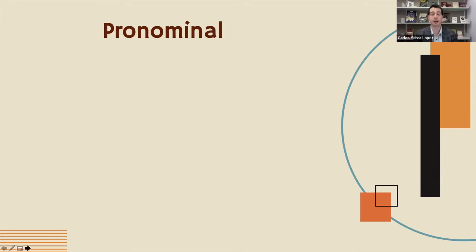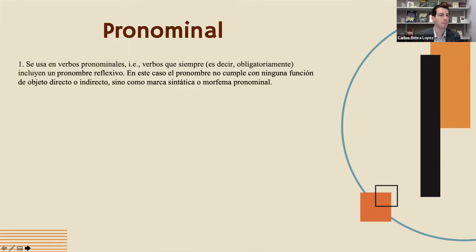The fourth type of paradigmatic se is the pronominal form. Now, in the pronominal form, we have verbs that always, meaning obligatorily so, compulsorily so, include a reflexive pronoun. Now, in this case, that pronoun does not fulfill any function as a direct or indirect object, but rather it functions as a syntactic marker or as a pronominal morpheme. For instance, ella no se atreve a mentir means she does not dare to lie. Or mis vecinos se quejaron del ruido en mi habitación, meaning my neighbors complain about the noise in my room.